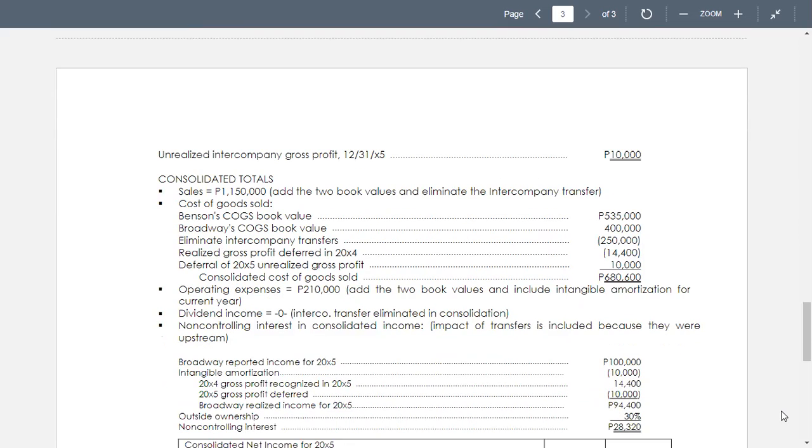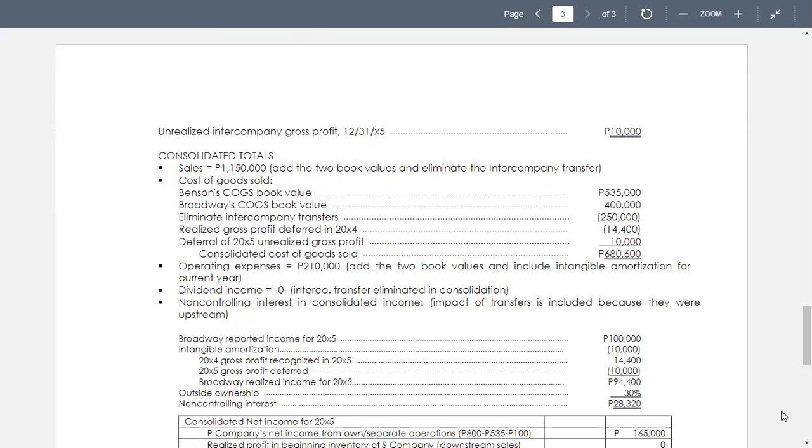Upstream sales. So we have now your Broadway or BW net income reported in 20x5, 100,000, intangible amortization. We did that. And then we are going to add realized profit on the beginning inventory, deduct unrealized profit on the ending inventory. And we multiply this by 30%. That's the non-controlling interest because the ownership of BB is only at 70%.